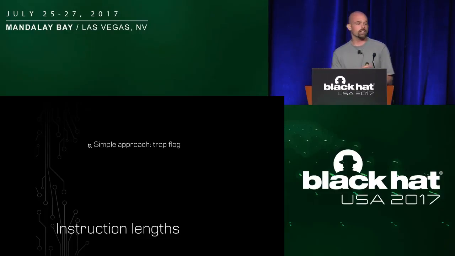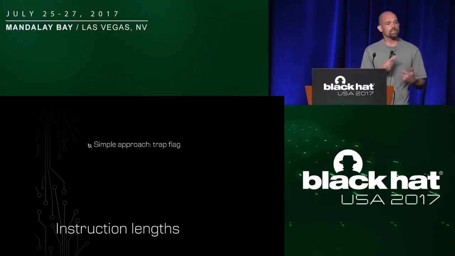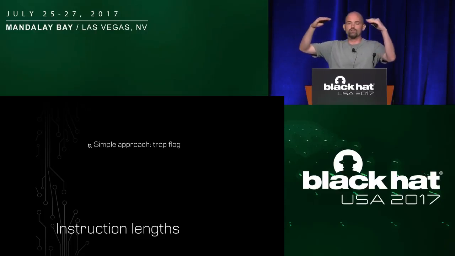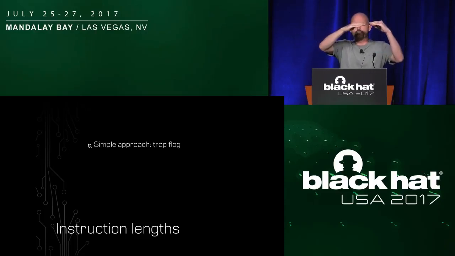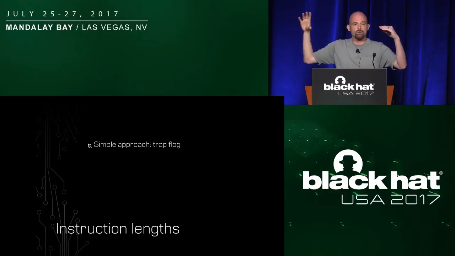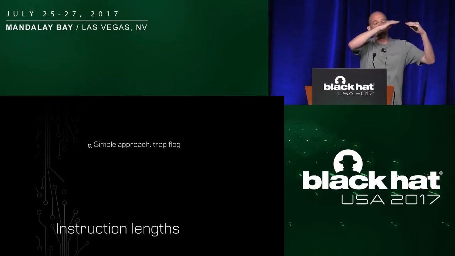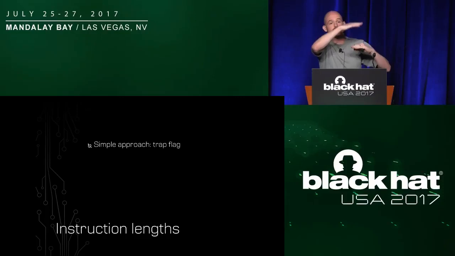An obvious approach, if you know x86 pretty well, might be to try to use the trap flag. The way the trap flag works in x86 is you set the trap flag, you execute an instruction, that instruction runs, and then a trap signal is generated, and your trap handler gets control. Now what your trap handler could do is look at the new instruction pointer and compare that to the old instruction pointer. The difference between those two would be the length of your instruction.